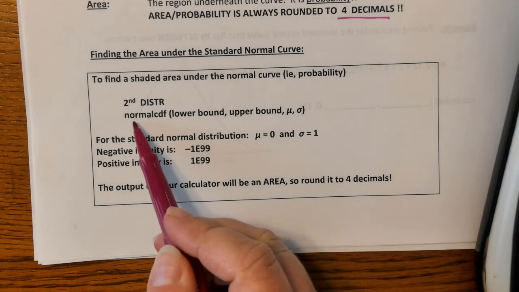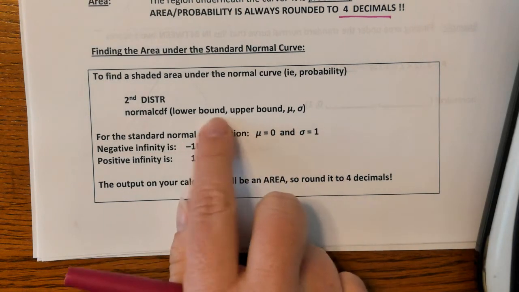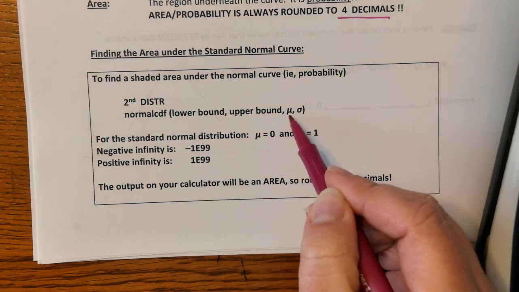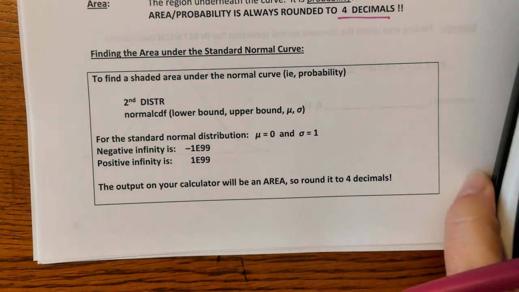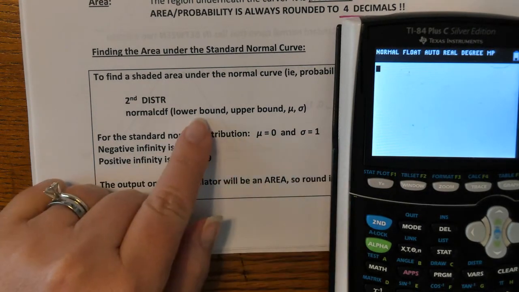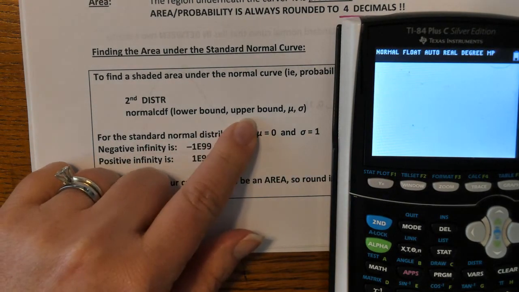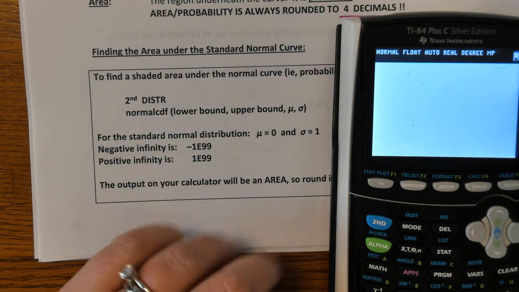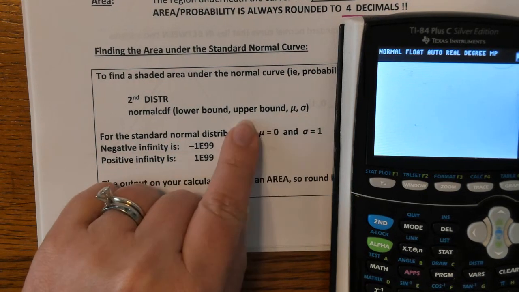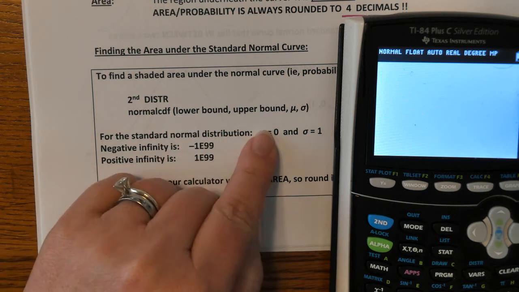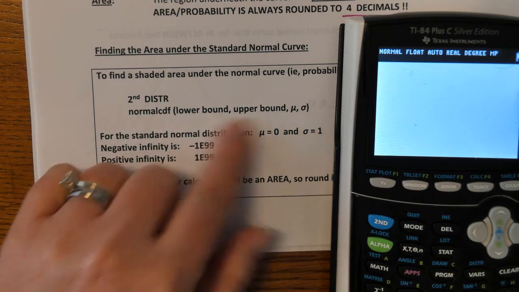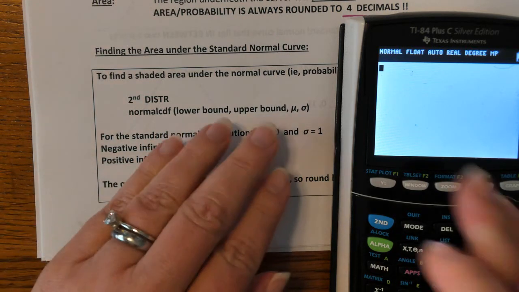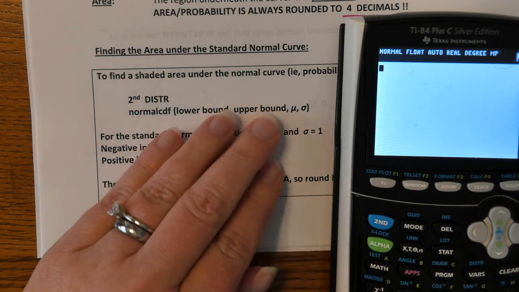Notice that if you pick normal CDF, it's going to expect you to give it 4 numbers: a lower bound, an upper bound, a mean, and a standard deviation. Now, if you're using an 84, it will prompt you, what's your lower bound? And you'll type it in. What's your upper bound? And you'll type it in. What's your mean? What's your standard deviation? And you'll type those in. If you are using an 83, it will not prompt you for those 4 numbers, but you just know that those are the 4 numbers that you have to use. So we're going to write it on our paper, and if you're using an 83, then you'll just know you have to make your calculator look like what we're writing down, okay?